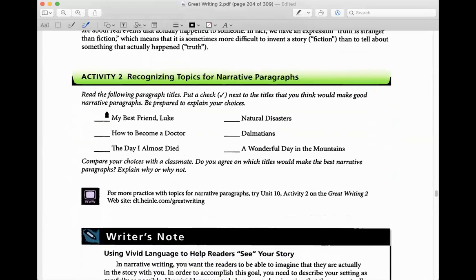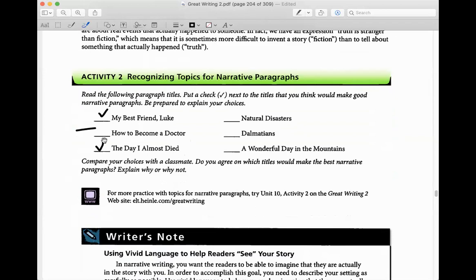So here, this is finding good topics. Remember, the narrative paragraph is about your experience, so something that happened to you. So my best friend Luke, that would be a good one. How to become a doctor. If you are a doctor and you're going to tell maybe how I became a doctor, that could be. But for now, we'll just say, I don't know about that one. The day I almost died, absolutely.